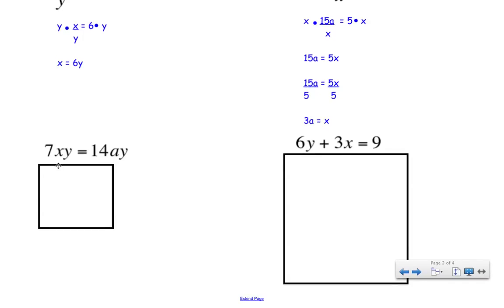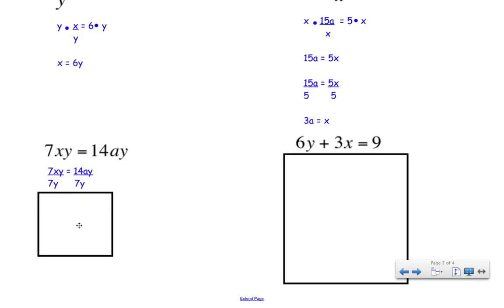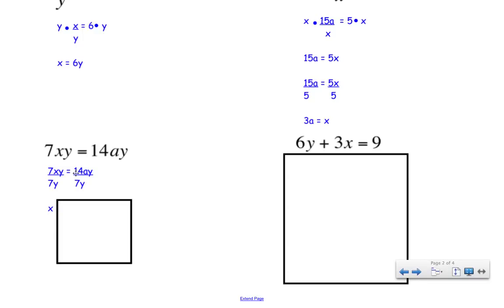Over here, you can do this as 2 steps or as 1. Again, the x is what I'm trying to isolate. So I see it's being multiplied by 7 and multiplied by y. I decided to divide both by 7 and y. So those will divide to be 1, and I'll be left with x. And then I'm dividing over here, so 14 divided by 7 will give me the 2 here, and the y divided by y is 1, so I get x equals 2a as my final answer.